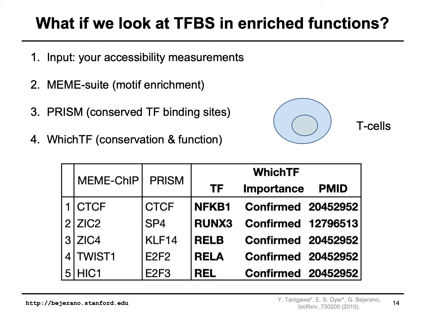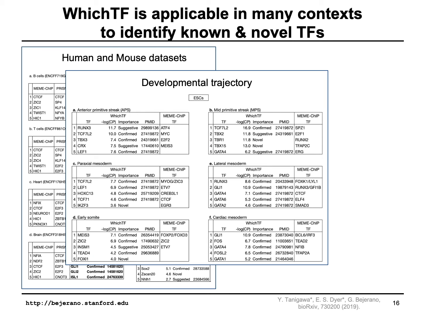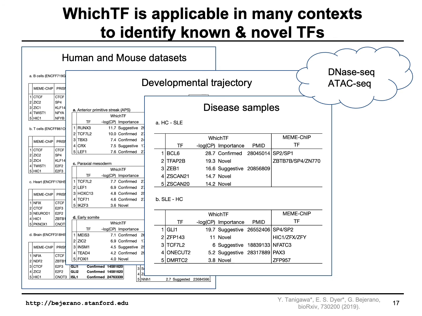So far, we showed the result for T cells as an example, but we demonstrated the ability of WhichTF in many different contexts. In our preprint, we present the results for both human and mouse datasets, samples along developmental trajectory, as well as disease-related samples. Some of our test data are from DNase-seq experiments, whereas others come from ATAC-seq experiments. When we look at the literature, a lot of top-ranked TFs have support for their cell type specific functions. We also have many examples of novel discoveries, especially in under-characterized samples.